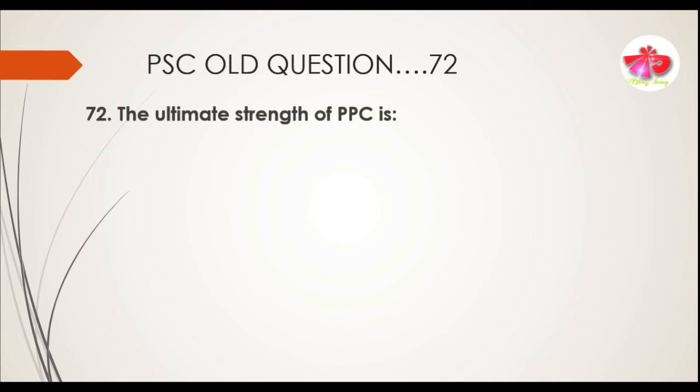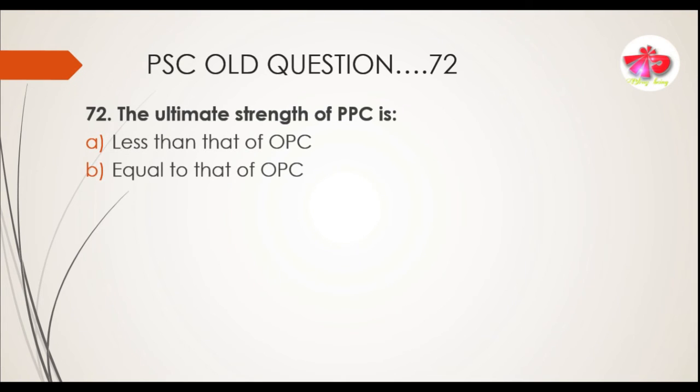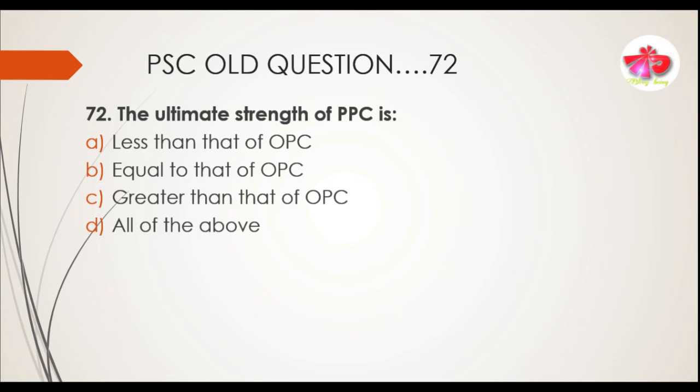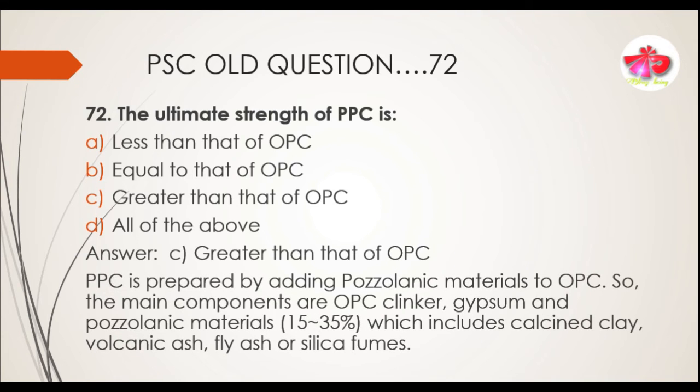Question number 72. The ultimate strength of PPC is: option A, less than that of OPC, option B, equal to that of OPC, option C, greater than that of the OPC, and option D, all of them. So friends, the ultimate strength of PPC is greater than that of the OPC. So option C will be the correct answer here.